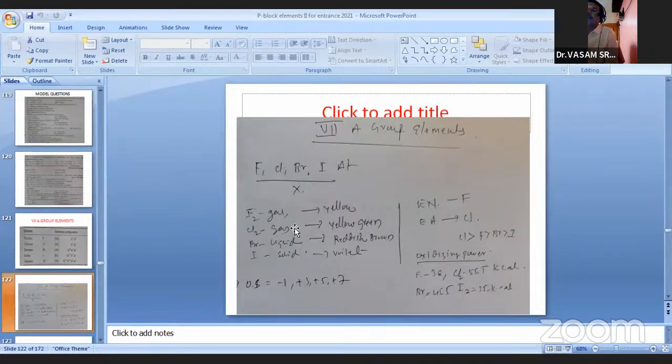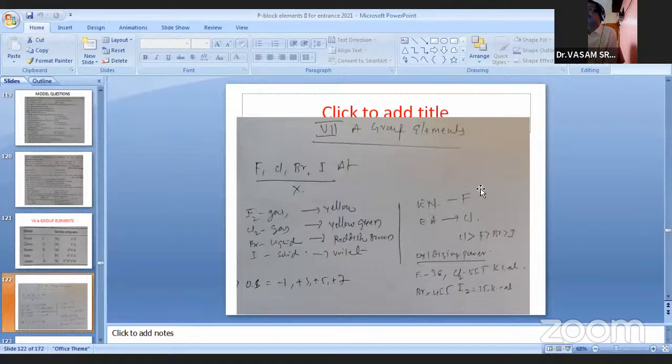And due to the unpaired electrons present, the halogens exhibit colors. Fluorine exhibits yellow, chlorine yellow-green, bromine reddish brown, and iodine violet. So due to the unpaired electrons present, they exhibit different colors on flame test. Now the electronegativity: among all halogens, fluorine exhibits the highest electronegativity according to the Pauling scale.